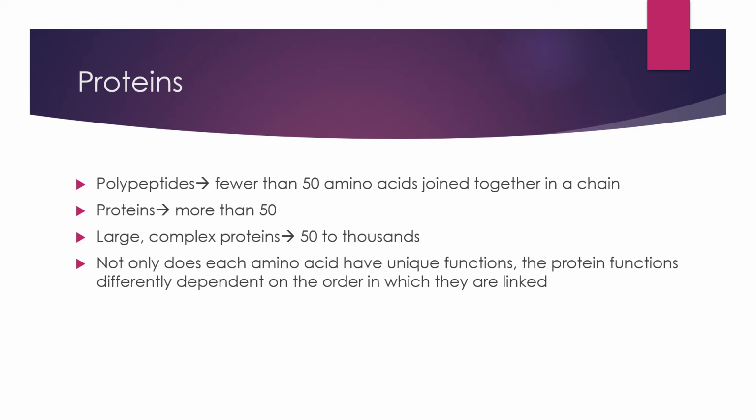Proteins are already also segmented further. Polypeptides are fewer than 50 amino acids joined together in a chain. Proteins are more than 50, and large complex proteins are 50 to thousands of amino acids. So not only does each amino acid have a unique function, depending on the order that they are linked together in that chain, it will further define the function of that protein.